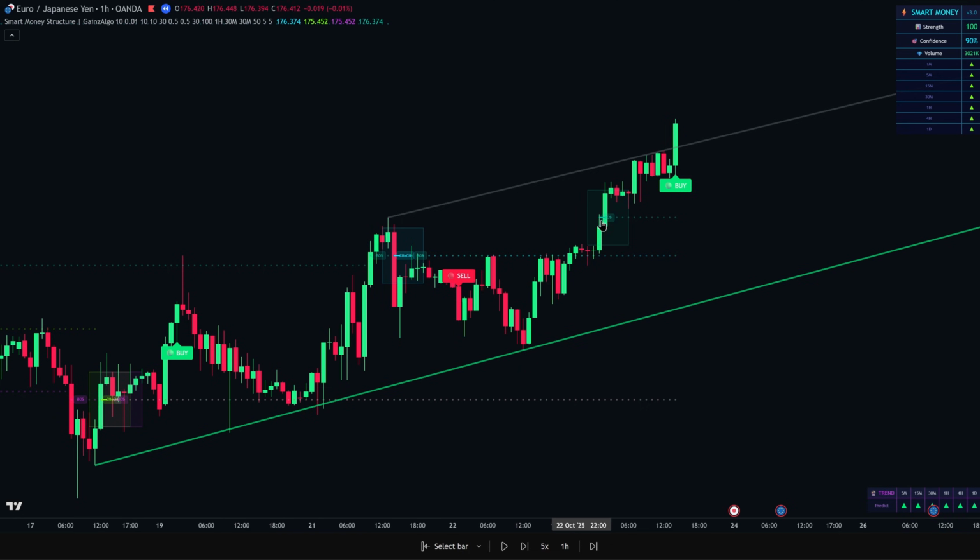Now, as price continues to move higher, we can see a bullish break of structure forming. This break of structure is very important because it confirms institutional continuation. It shows that buyers are not just defending price, but they are also willing to push price to new highs. This is a strong confirmation that the uptrend is still valid.